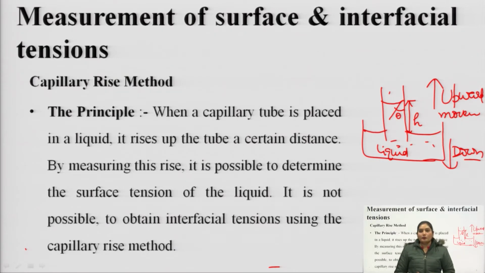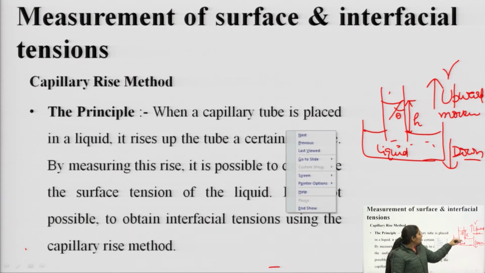Okay. Downward component, what will it be? It will be the weight, and the upward component is related to the surface tension, meaning gamma. Okay. When we put a capillary tube into a liquid, the liquid will rise into the capillary tube, and this upward movement is due to the surface tension, and the liquid will continue to rise.